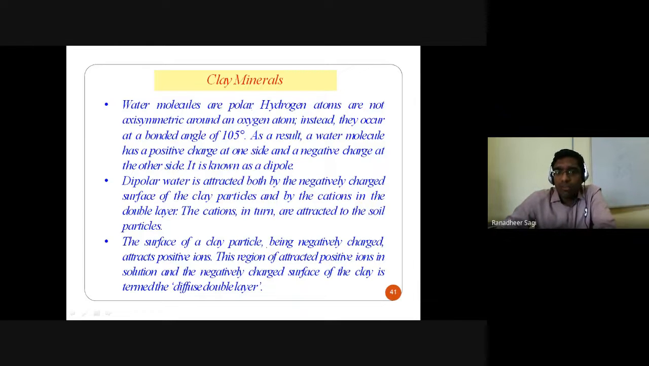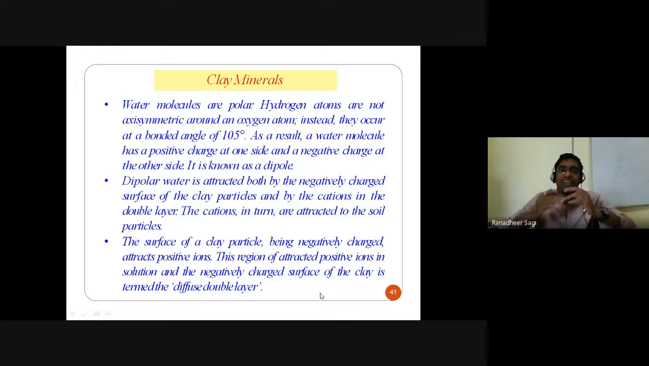The surface of the clay particle, being negatively charged, attracts what are called positive ions. That's nothing but the H plus ions existing in your water molecule, which get attracted towards the surface of your clay particle and accumulate on it. So this region of attracted positive ions in the solution and the negatively charged surface of the clay is what we term your diffuse double layer.